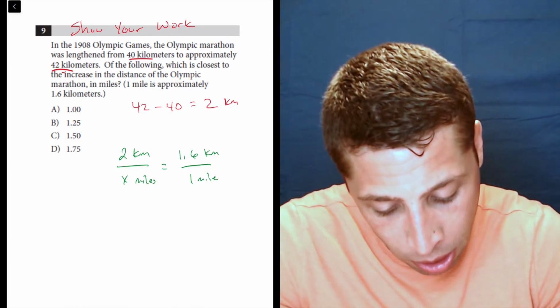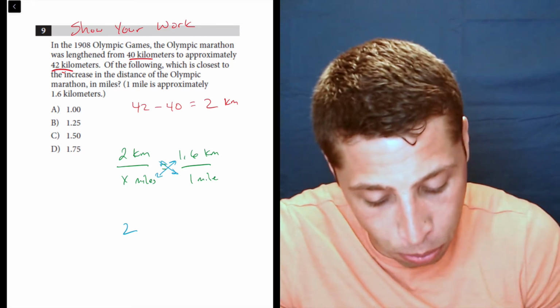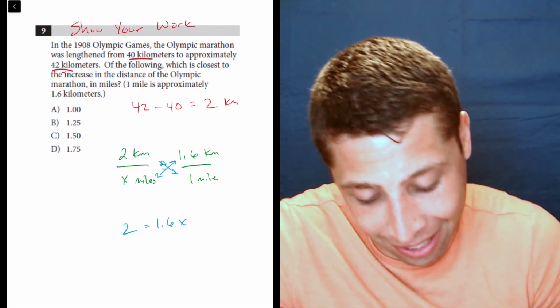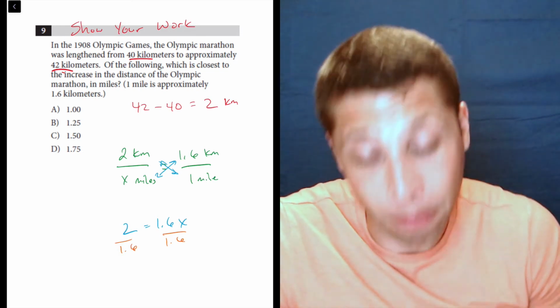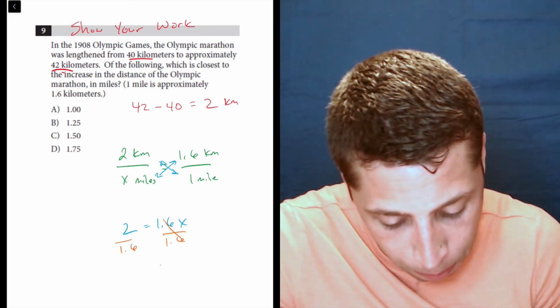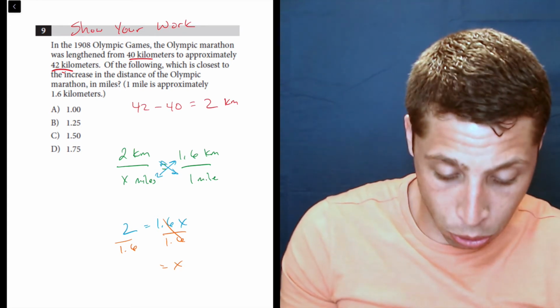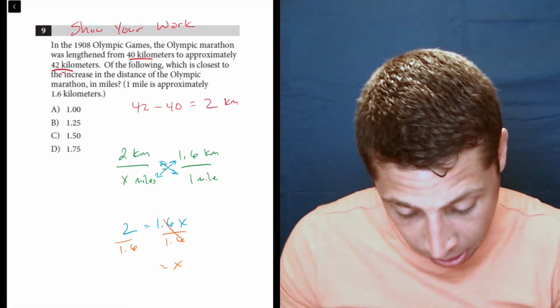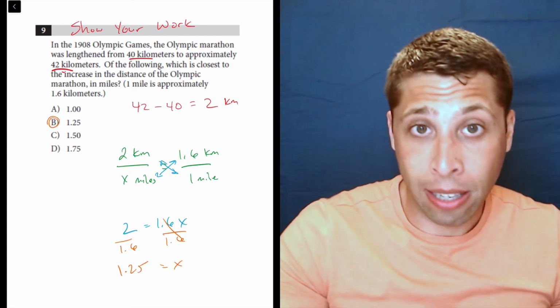So we can do 2 times 1, which is 2, and then x times 1.6, which is 1.6x, and then we just divide. And again, you might be able to do this without all these extra steps if you're confident, but show your work, be thorough. And I just reach for the calculator here. 2 divided by 1.6 is 1.25. Choice B, that's it. That's the whole question.